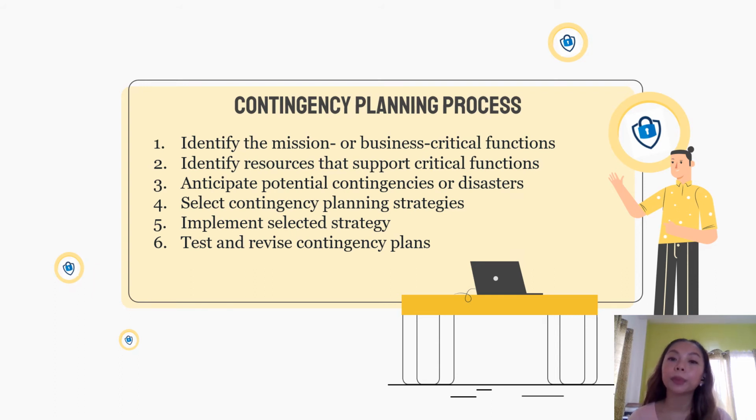Here is a more detailed process that can be taken for contingency planning. First, we identify the mission or business critical functions, and then we identify the resources that support these critical functions. We anticipate potential contingencies or disasters, and we select the contingency planning strategy that is best suited for that certain type of scenario. This selected strategy is then implemented, and the contingency plans are also tested and revised accordingly after several periods of time.